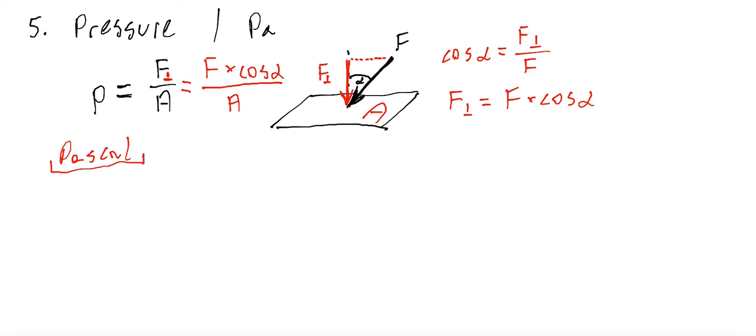Okay, 1 Pascal is when perpendicular force is equal to 1 Newton and acts on area which is equal to 1 meter squared, and of course it is a low pressure. Let's imagine 1 Newton, so the weight of 100 grams.